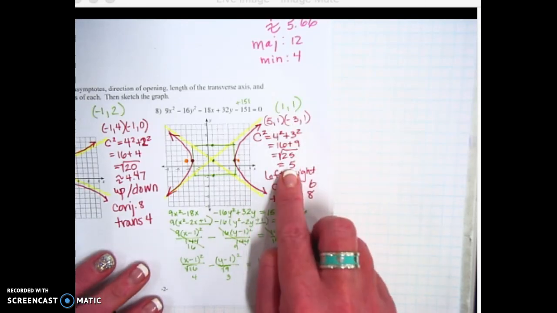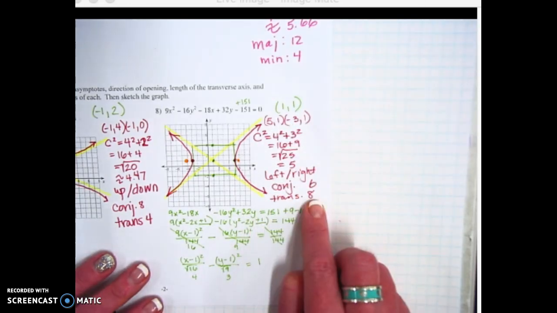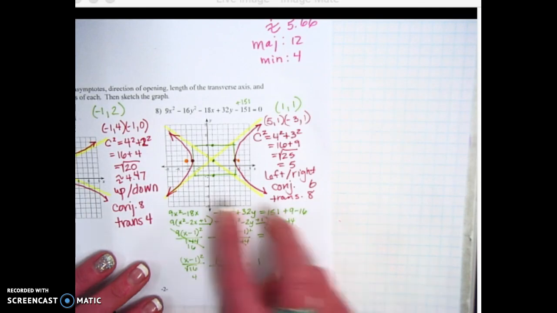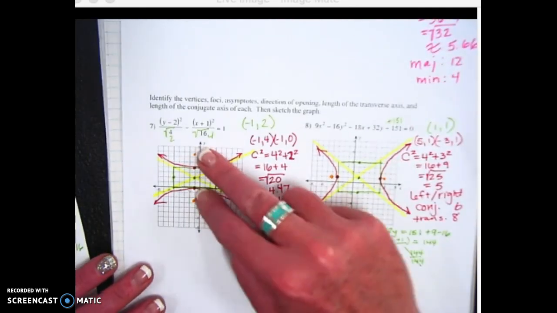You're going to find the foci by plugging it in. Your conjugate axis will be 6, your transverse axis will be 8. And then just make sure you plot your foci here and here. I think I forgot to point it out here and here.